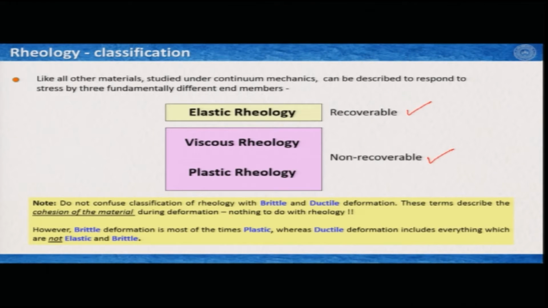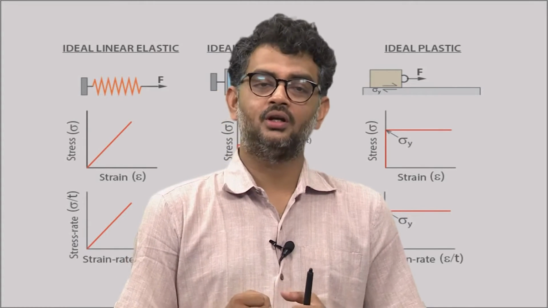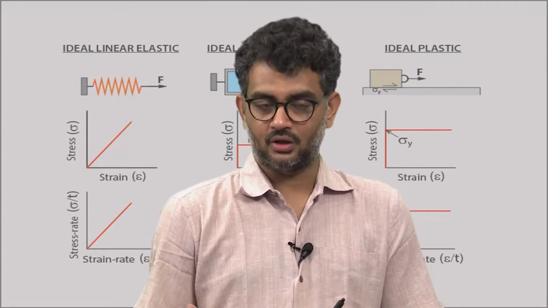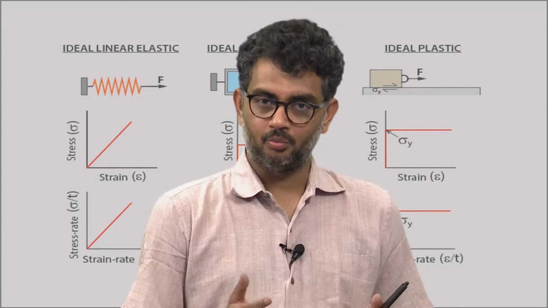Now, it is very important to remember that the classification of rheology has nothing to do with brittle and ductile deformation. Brittle and ductile deformation only consider whether the cohesion of the material is maintained or not during the deformation, that is it. It does not consider the rheological part. If the cohesion is maintained, then it is ductile. If the cohesion is not maintained, then it is brittle.